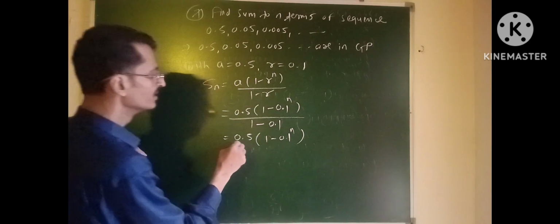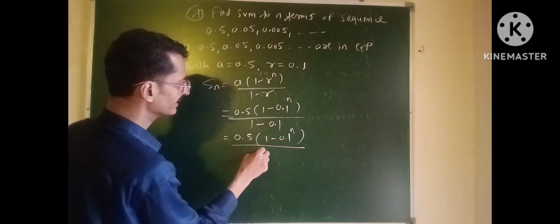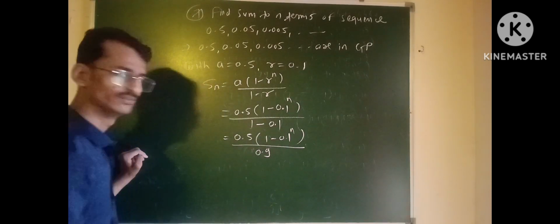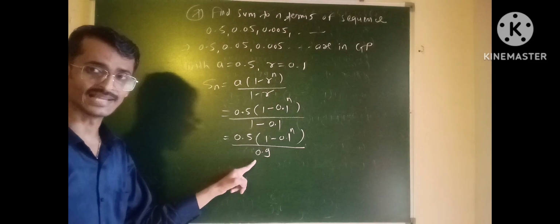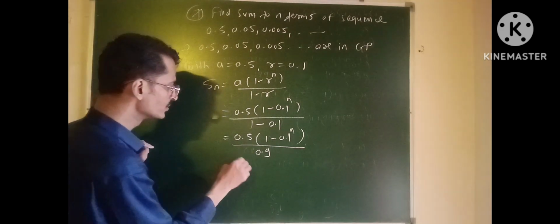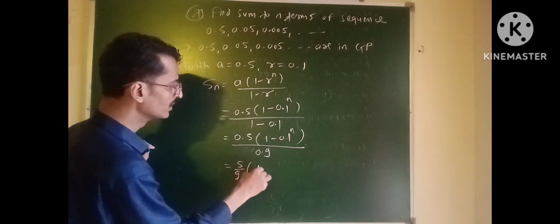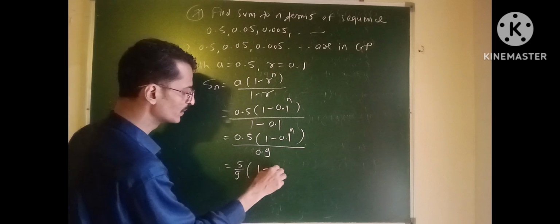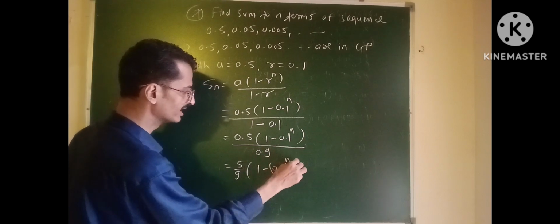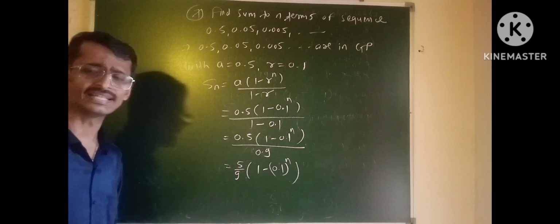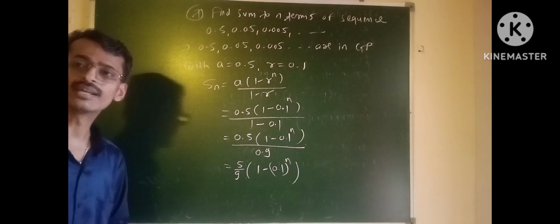So 1 minus 0.1 is 0.9. So this is 5 by 10, this is 9 by 10, cancel out 10. So the answer is 5 upon 9, 1 minus 0.1 raised to n. You can write a bracket here also, or write 0.1 as 1 by 10. So this is our answer.